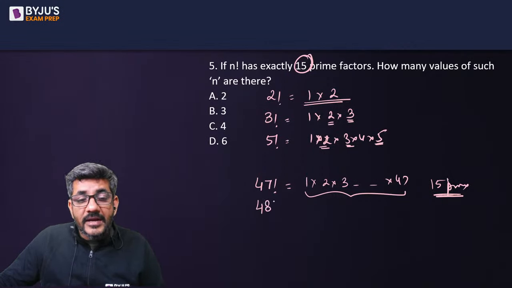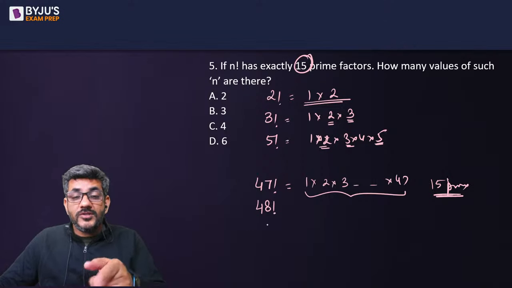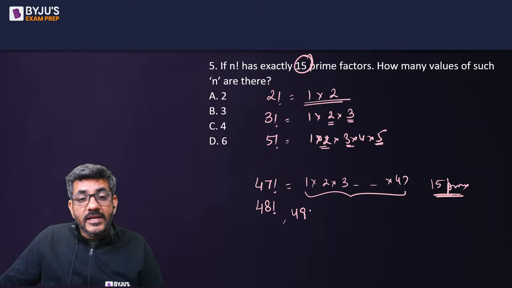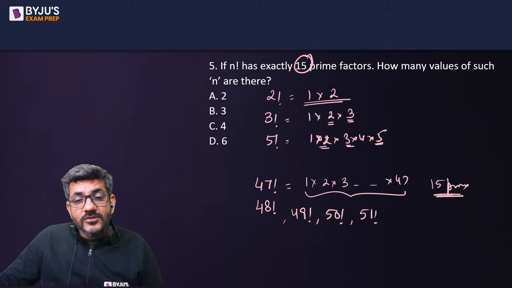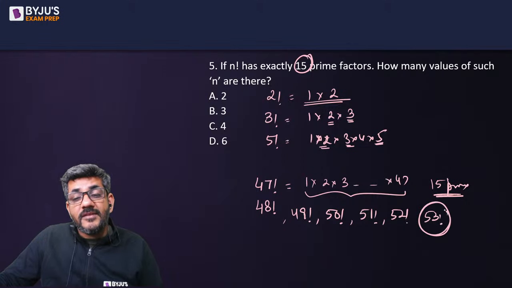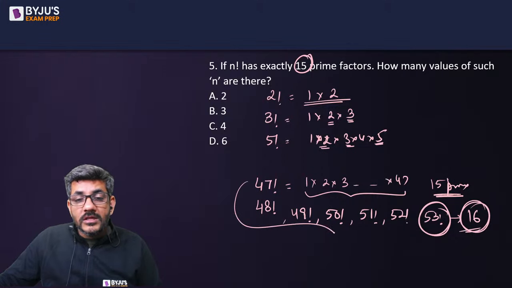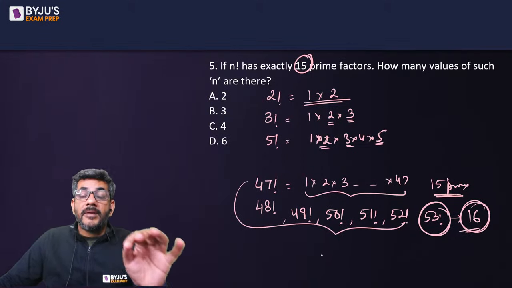After that 48 will also have 15 prime factors because 48 is not a prime number. 49 is also not a prime number. 50 is also not a prime number. 51 is not a prime number. 52 is not a prime number. 53 factorial is the next factorial in which we will have 16 prime factors. So all these factorials will have 15 prime factors.